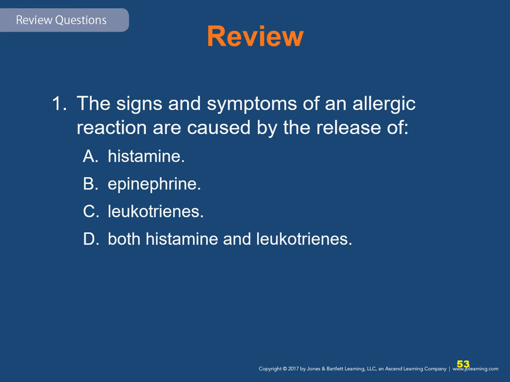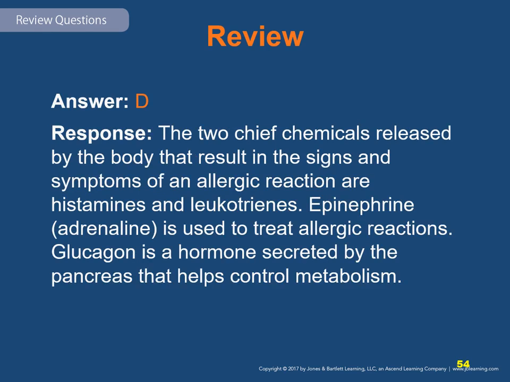Okay, let's review everything we covered so far in this chapter. Question number 1. The signs and symptoms of an allergic reaction are caused by the release of A. histamine, B. epinephrine, C. leukotrienes, and D. both histamine and leukotrienes. This one should be pretty easy. And it is D. The two chief chemicals released by the body that result in the signs and symptoms of an allergic reaction are histamines and leukotrienes.